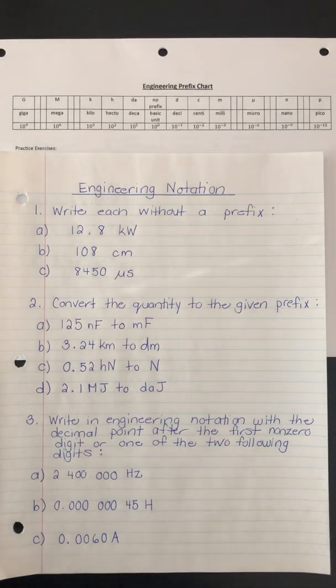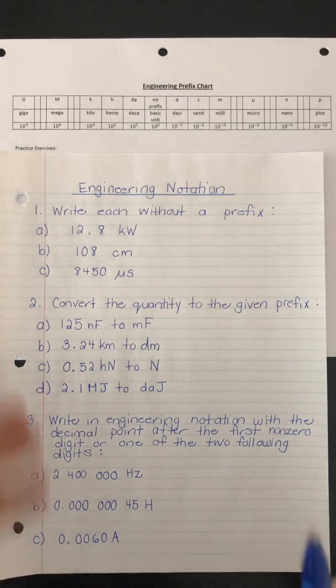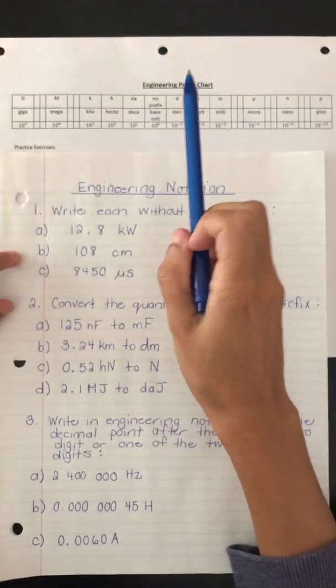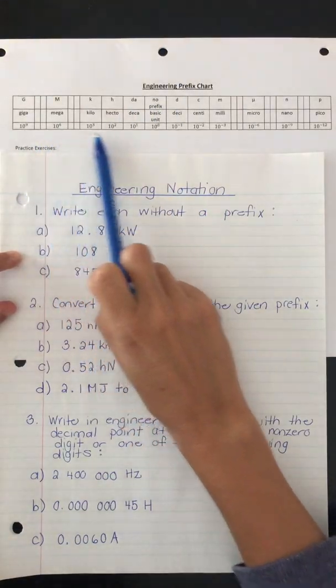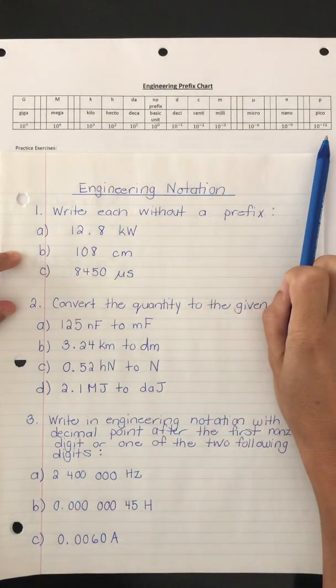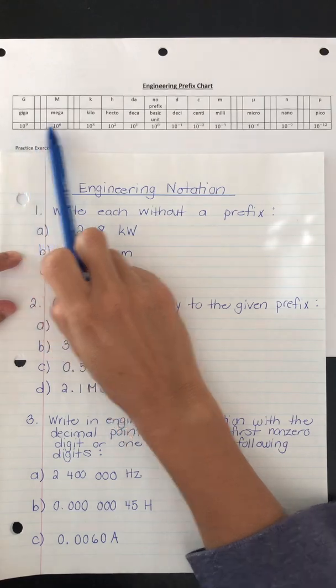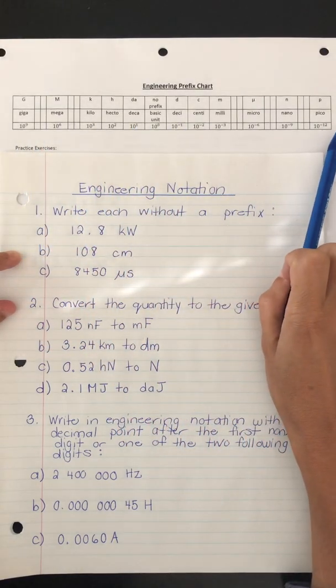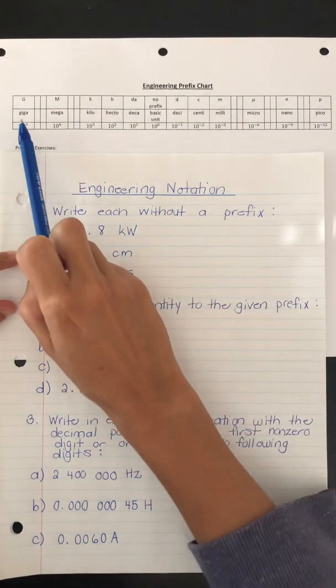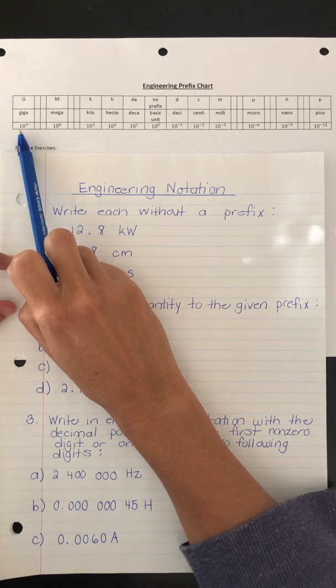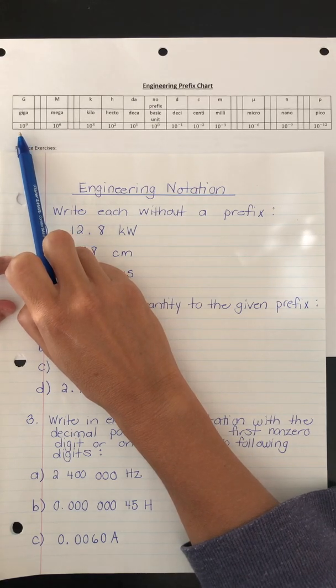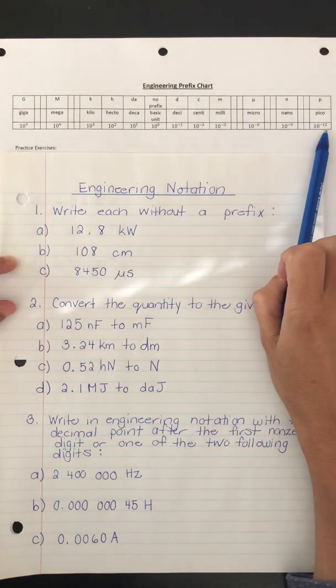Good morning. In the lesson today, we're going to review engineering notation. You can see that across the top of the page, I've included a chart containing the most common engineering prefixes. For this course, we're going to consider the prefixes between giga, or 10 to the power of 9, and pico, or 10 to the negative 12.